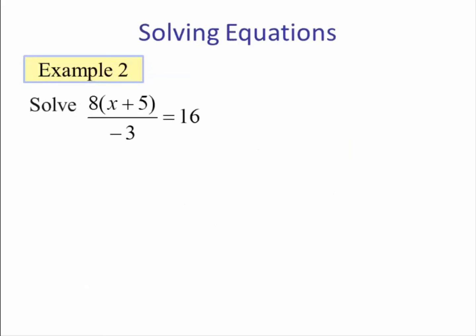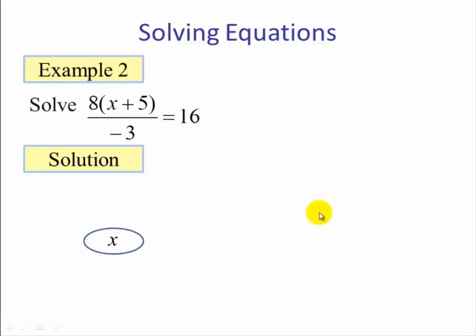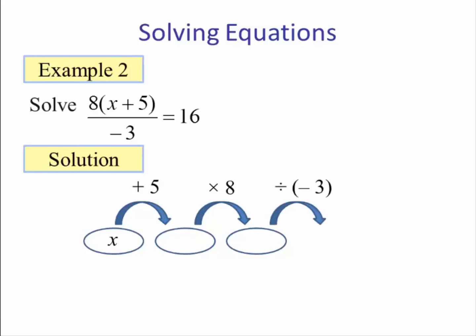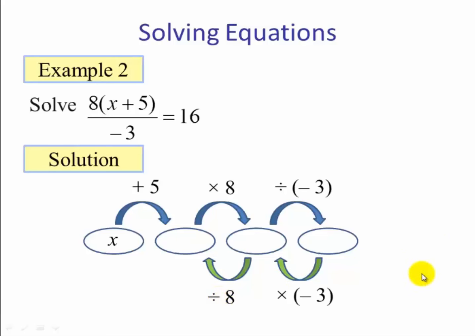Example 2. Let's look at a visual. So our first step is we're going to take x and we're going to add 5. Then for that number, we're going to multiply by 8. And then our last step is we divide that by negative 3. So to unravel this equation, we are first going to start with our last step of the order of operation. We're going to multiply by negative 3. Then our next step is to do the opposite of multiply by 8, which is to divide. And then our last step is we're going to subtract 5.